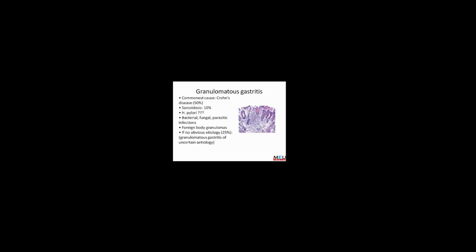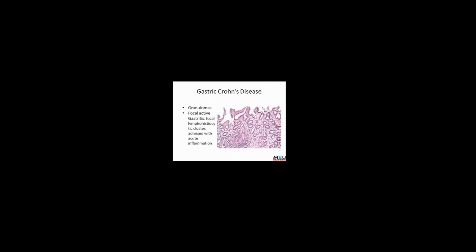In granulomatous gastritis, the commonest cause is Crohn's disease. There is sarcoidosis in 10%. There is H. pylori, which causes granulomatous gastritis, as well as bacterial, fungal, and parasitic infections, and foreign body granulomas. Quite often, in many cases there is no etiology, and granulomatous gastritis of uncertain etiology can be seen. Gastric Crohn's disease is an extension of Crohn's disease in the small intestine.